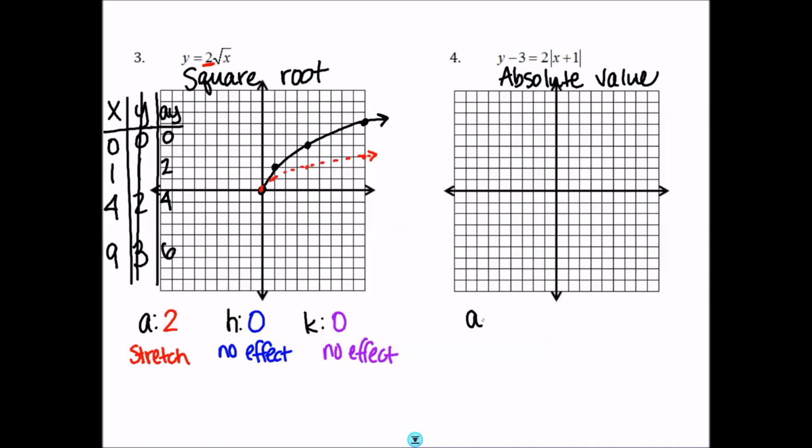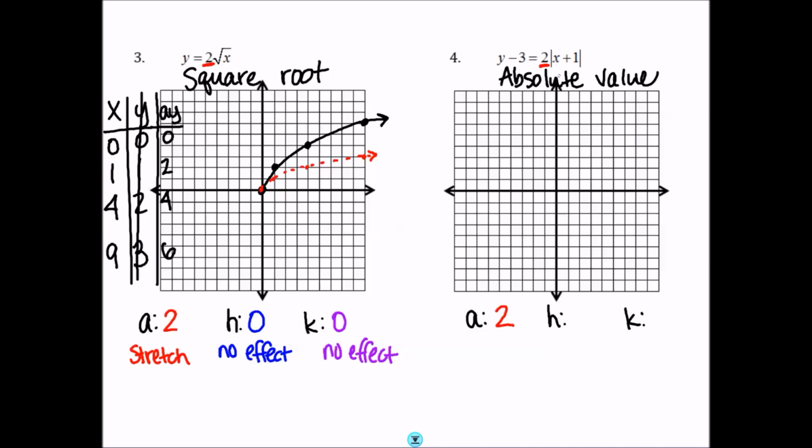And if we take a look at the a, h, and k values, remember a will be the number in front of the absolute value symbols, which is 2. H is inside the absolute value bars. Now again, I mentioned earlier that h is a little bit tricky because the formula says that x minus h is inside the absolute value bars.